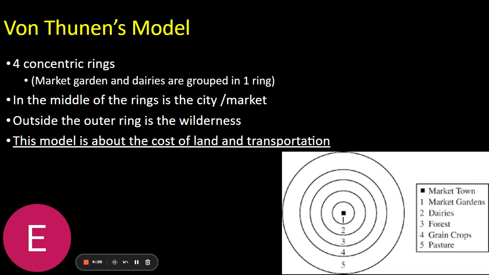We'll explain why. Market gardening and dairies are in the first ring. The first ring is the one closest to the city. This black square you see is supposed to represent the town or the market. So in this first ring around the city, you're going to see cows and you're going to see fruits and vegetables being grown next to the city.